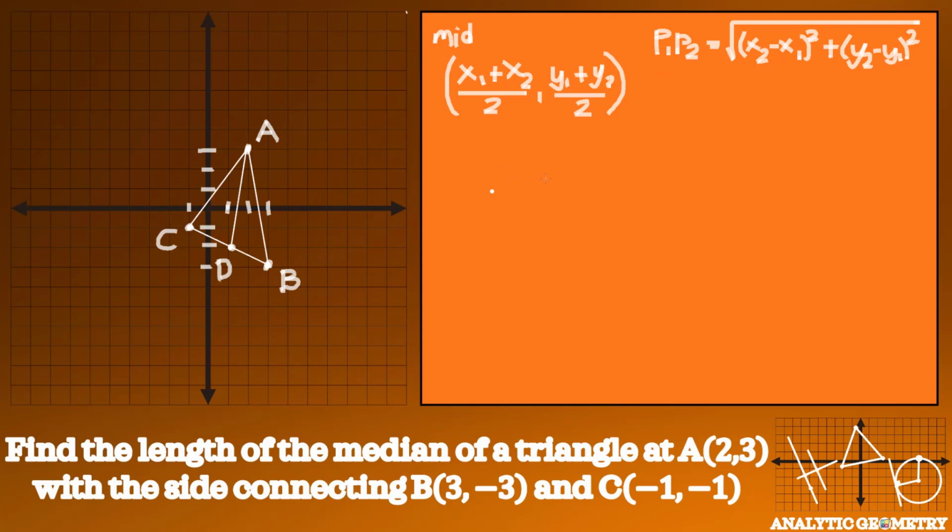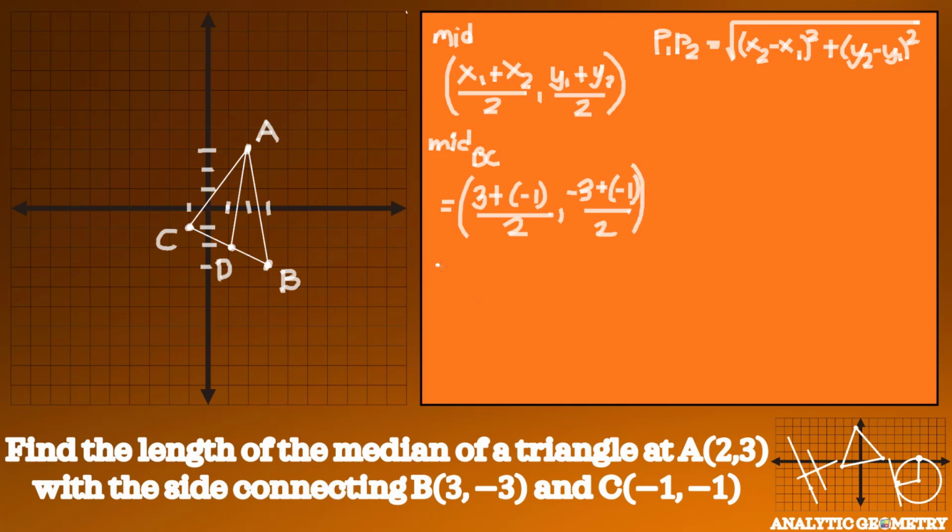So first, let's solve for the midpoint of segment BC. This is computed as this expression. Let's pick our first point to be point B. So our x sub 1 is 3 plus our x sub 2, which is -1, divided by 2. For our y, the same thing: your y sub 1, that's B, -3, plus -1, and divide it by 2.